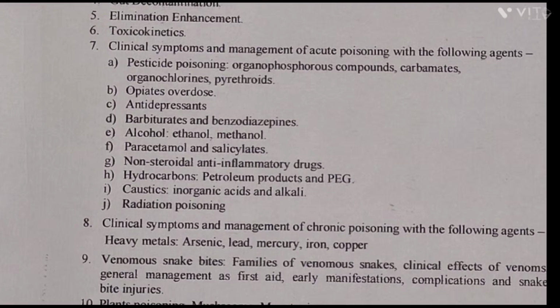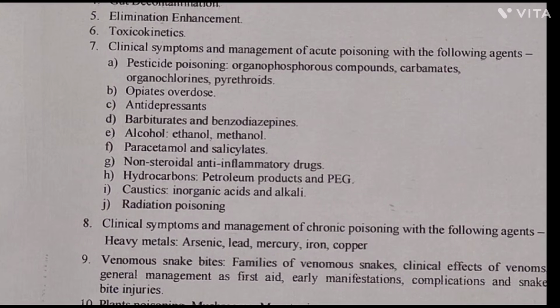So we are going to discuss them. Some common examples are petroleum product and polyethylene glycol. We are going to discuss that also. Then similarly, others are caustic. In caustic, we are going to discuss about inorganic acids and alkali, how they are injuring us, those things.